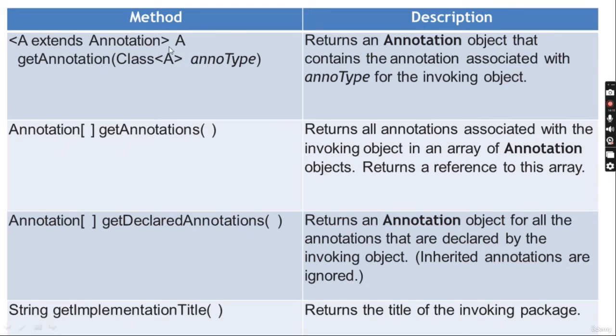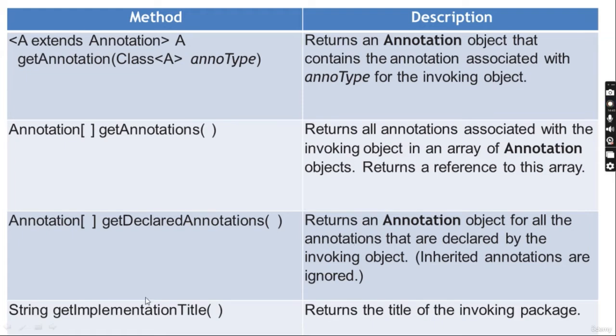A extends Annotation, A getAnnotation(Class annotationType) returns an annotation object that contains the annotation associated with the annotation type for the invoking object. Annotation[] getAnnotations() returns all annotations associated with the invoking object in an array of annotation objects. Returns a reference to this array. Annotation[] getDeclaredAnnotations() returns an annotation object for all the annotations that are declared by the invoking object.